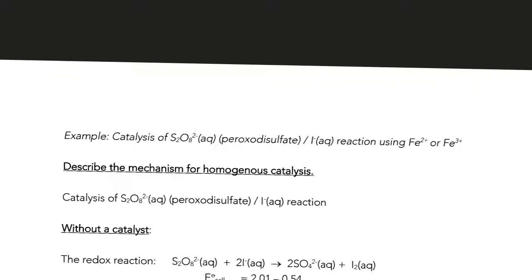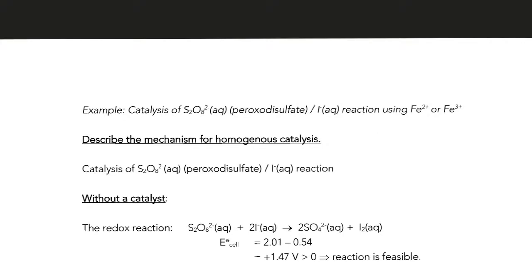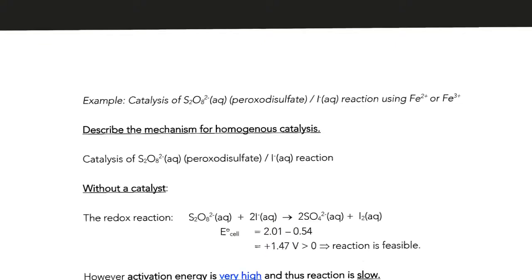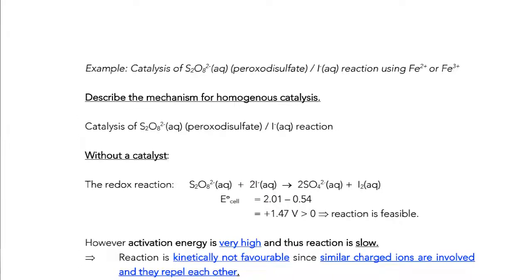Now, why is this reaction in the first place very slow? It's very slow, even though the reaction is feasible. Here you'll notice that your S2O8^2- is being reduced, and the I- iodide is being oxidized. So if you calculate, E0 cell is actually feasible. But this reaction has a very high activation energy, which is why it is slow.